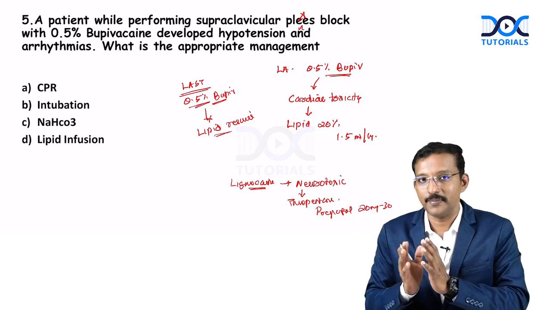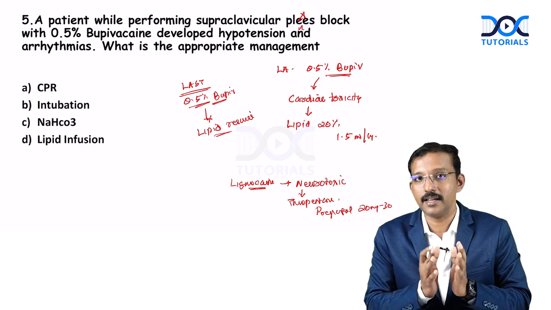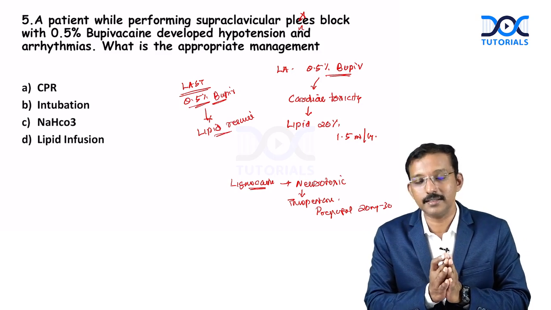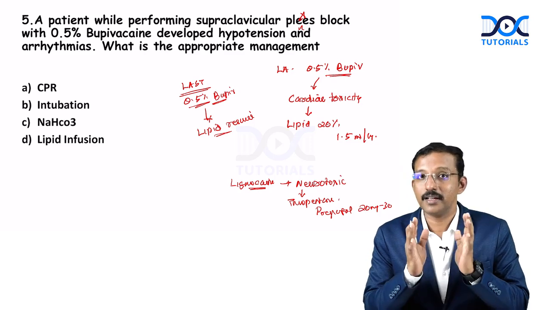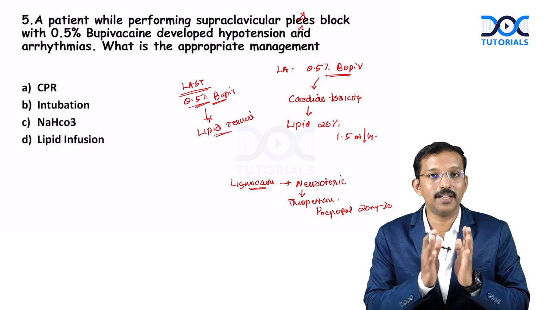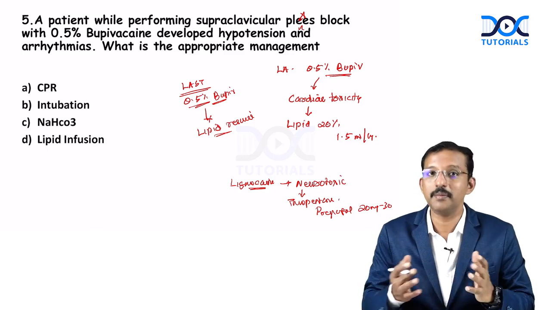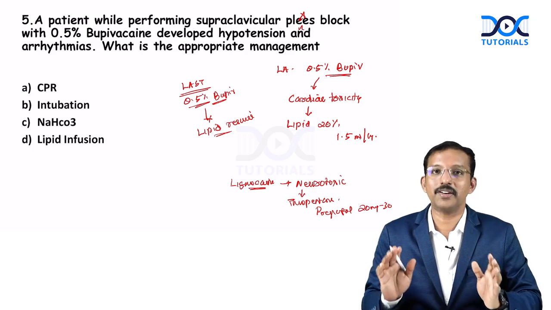So, this is it. Now, when there is underlying arrhythmia, you can also think about antiarrhythmics like amiodarone in such cases, but primarily whenever it is bupivacaine toxicity, it is only lipid infusion, 20% lipid infusion. This has been repeatedly asked in multiple papers, and I hope all of you would have got through this.